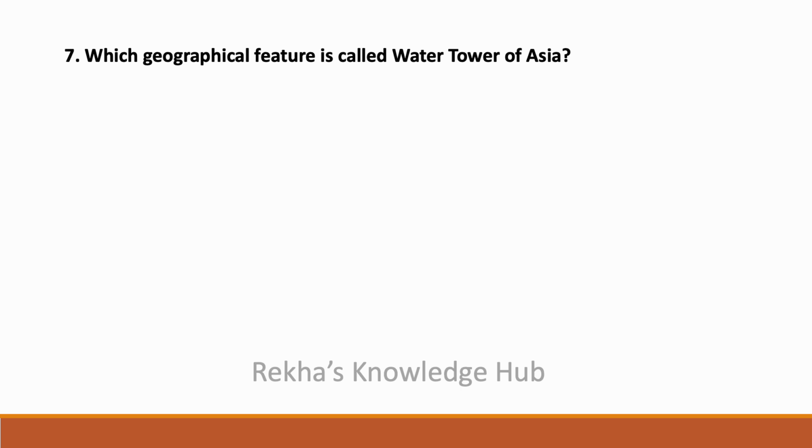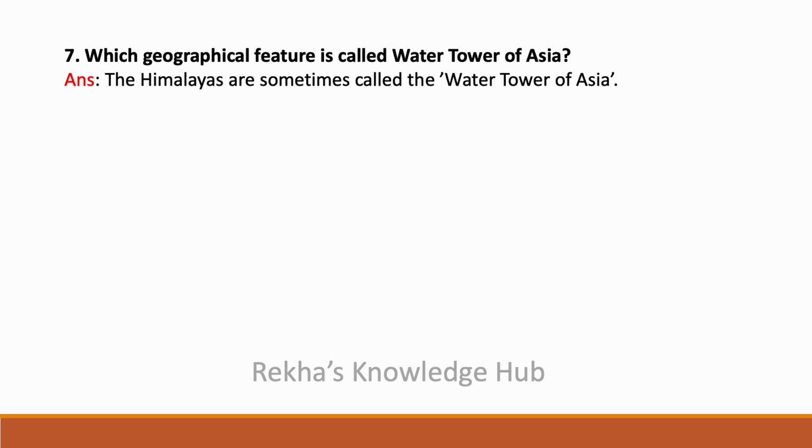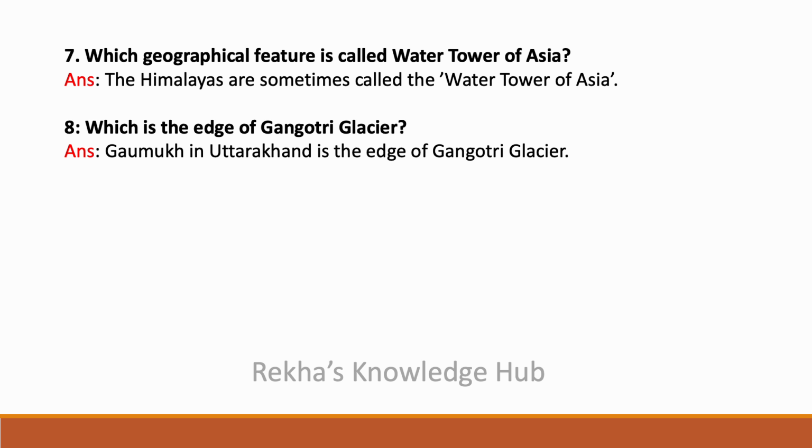Which geographical feature is called Water Tower of Asia? The Himalayas are sometimes called the Water Tower of Asia. Next one, which is the edge of Gangotri Glacier? Gomukh in Uttarakhand is the edge of Gangotri Glacier.